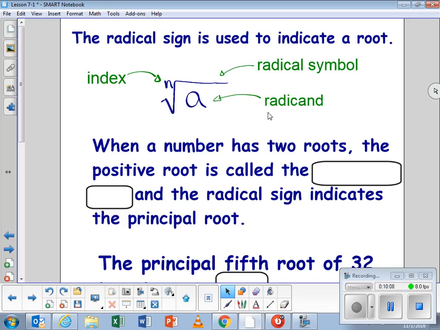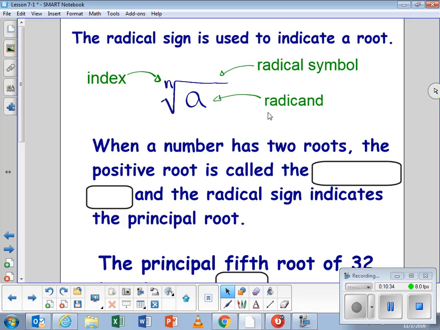So, the number out front is the index. When that number's a 2, do we write it down? No. But any other number, we need to write it down. If it's a 3, 4, 5, 6, whatever, we need to write it down. The radical sign is what we think of as a square root symbol. That's the radical sign. And then the radicand is the number that's inside of that.